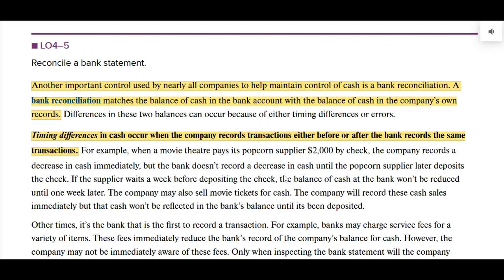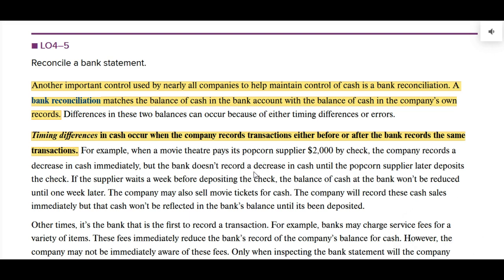There are almost always differences, not that there are errors, but there are differences just because of what are called timing differences. And this occurs when the bank might record something before we do, and we don't know about it until we get the bank statement, or we might record something before the bank does.